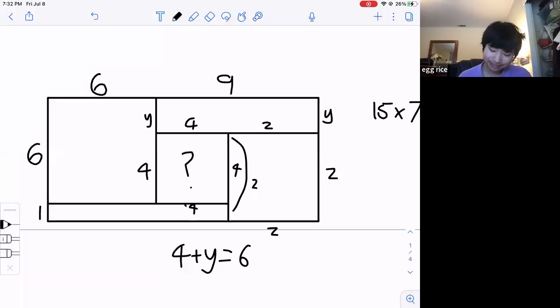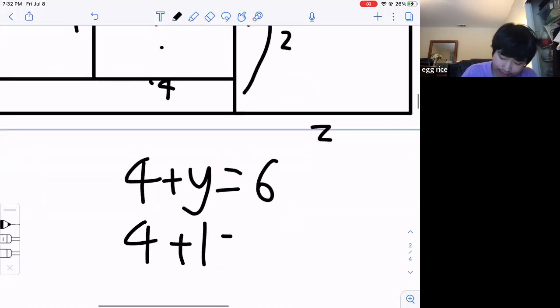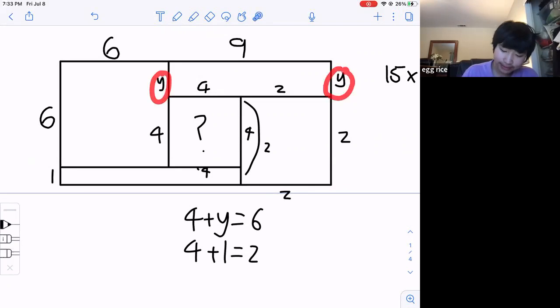Okay, so Joy skipped my stuff and just went straight to finding what z is. So z is 4 plus 1 equals z. That means that z equals 5, which makes sense. So since we know that 4 plus 1 equals z, how can we figure out what y is? How can we figure out what y is here?